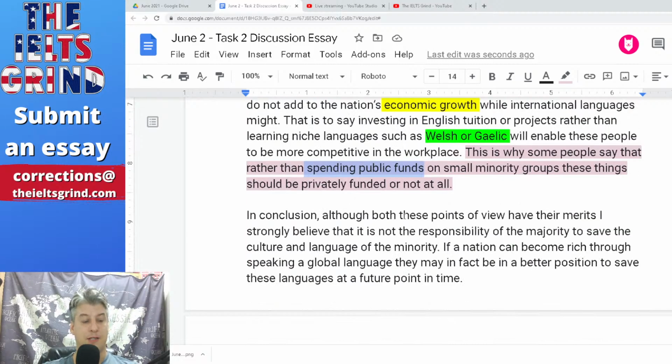Okay. So the conclusion. I've remembered that the examiner is normally an idiot, and I need to tell them clearly that I'm talking about the conclusion.